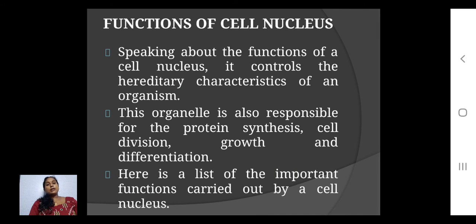Now the function of the cell nucleus. That is very important, because we already know that it is the central area controlling all cell functions. Its function is therefore equally important. When speaking about the function of the cell nucleus, it controls the hereditary characteristics of an organism. Why? Because it synthesizes the ribosome, which means there are the DNA and the RNA, and they carry the genetic information. So it is a very important function that it controls the hereditary characteristics of an organism.